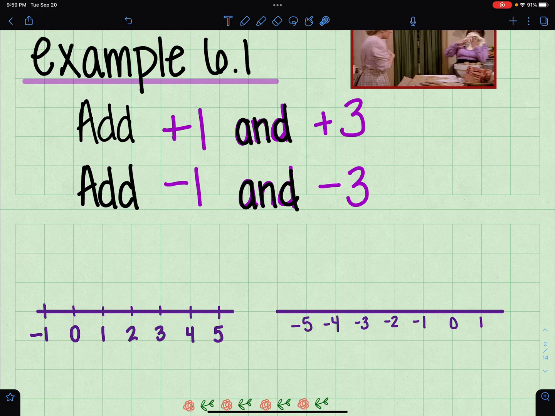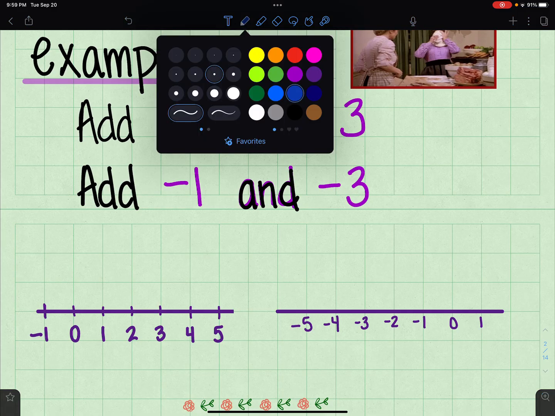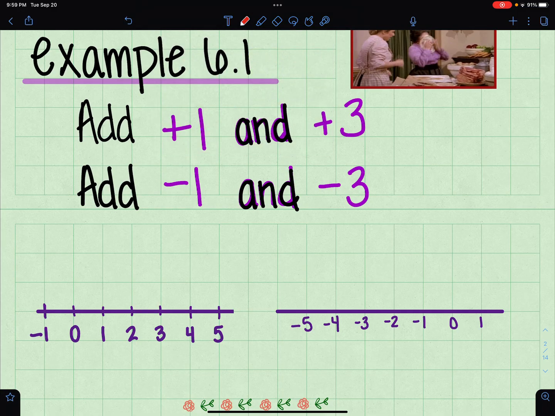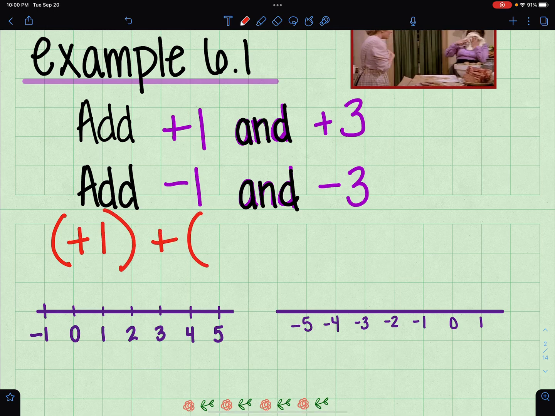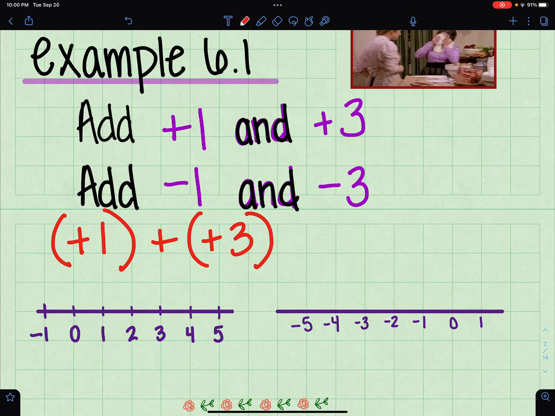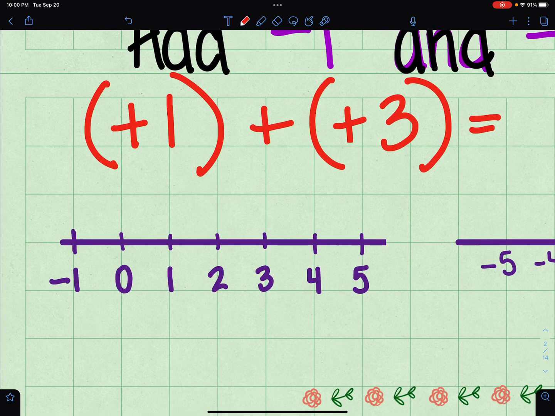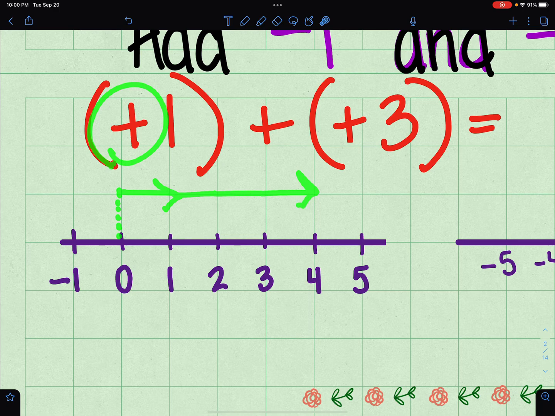First we're going to add the +1 and the +3. And there's another way to write that. I'm just going to write it really quickly the other way: +1 plus +3. You'll see why that becomes important later on. If we use this number line, we start at the origin, which is 0 every single time. We go 1 to the right because that's a positive sign. Then we go 3 more spaces, 1, 2, 3, and we're at 4.